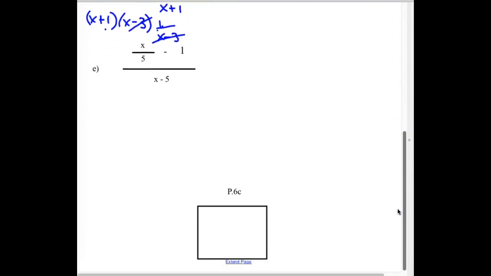All right, our last example seems fairly basic. I want you to make everything look like a mini fraction. So you should be putting a 1 under there and a 1 under there. Yes? Okay. What would my LCD be? Just a 5? Pretty basic LCD. We're going to times this by 5? Or times this by 5?